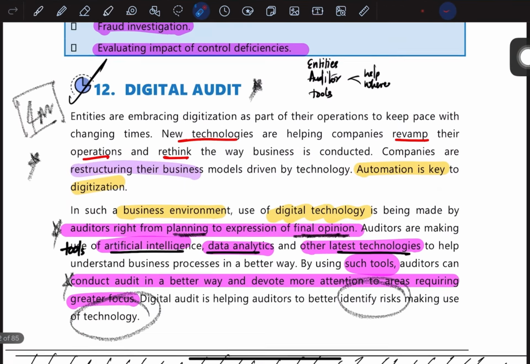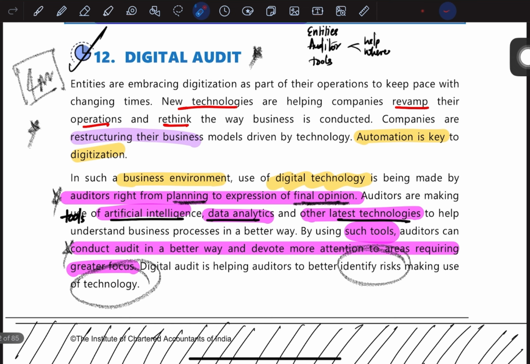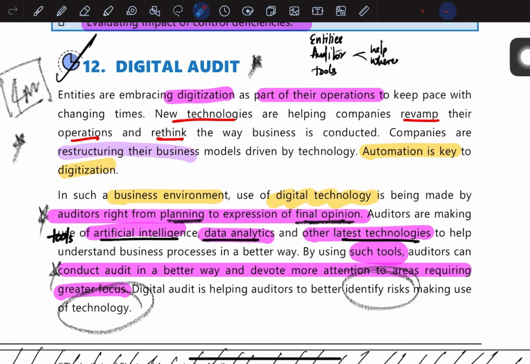Next we have digital audit. With digital audit, what is happening over here is that entities are embracing digitalization. So basically they are becoming more digital in order to keep pace with the changing times. So new technologies are being adapted by the entities, because of which they are able to conduct the operations in a better way and rethink the way the business is being conducted. So companies are restructuring the business models driven by technology, and automation is the key to digitalization. It is a key to achieve digitalization.